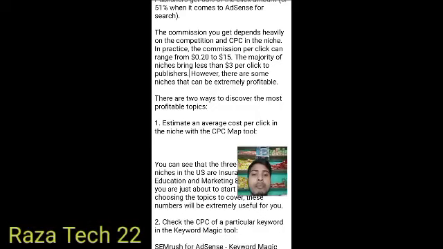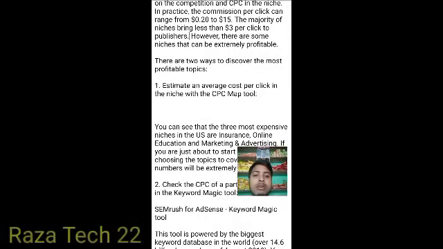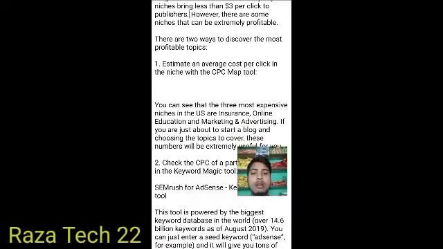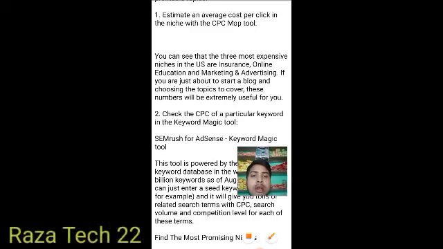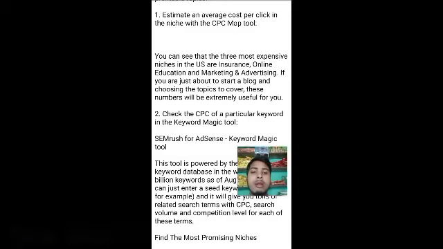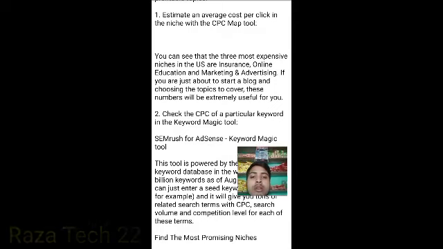There are two ways to discover the most profitable niches. Number one, estimate the average cost per click in the niche with the CPC map tool. You can see that the most expensive niches in the USA are insurance, online education, marketing, and advertising. If you are just about to start a blog and are choosing the topic to cover, this number will be extremely useful for you.